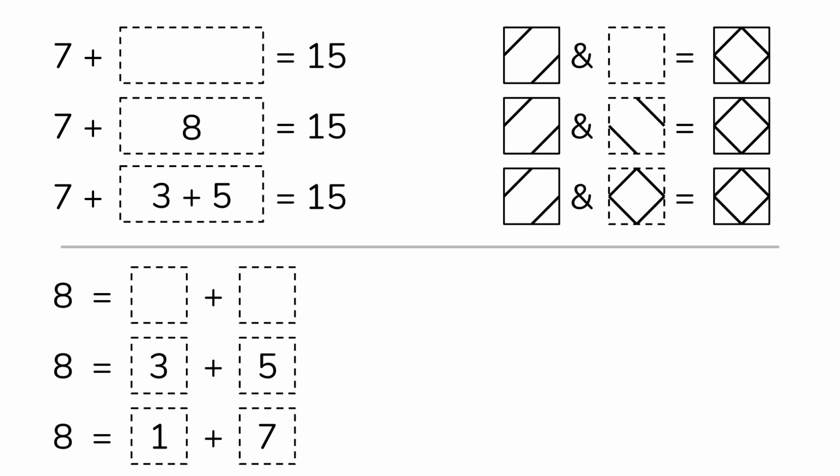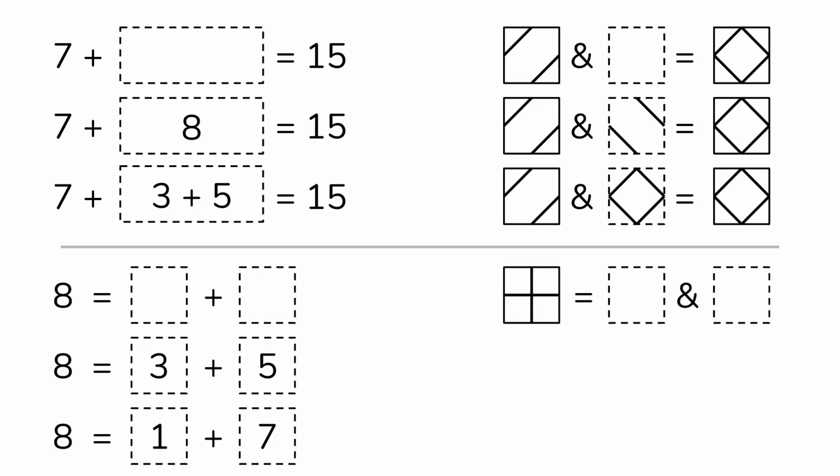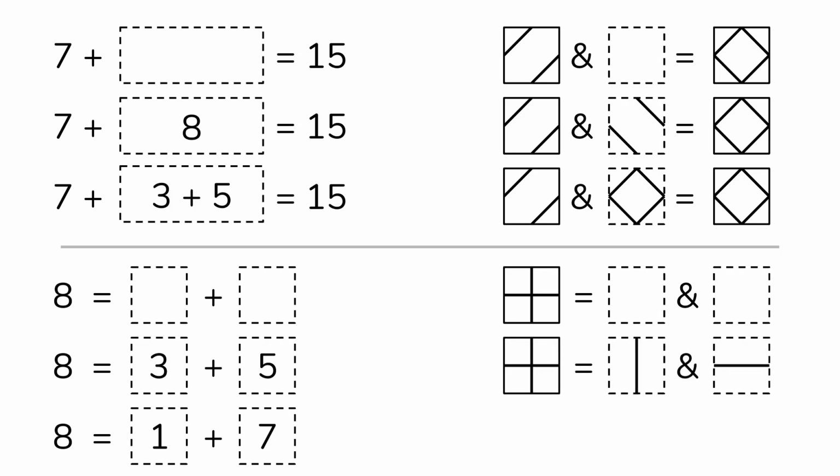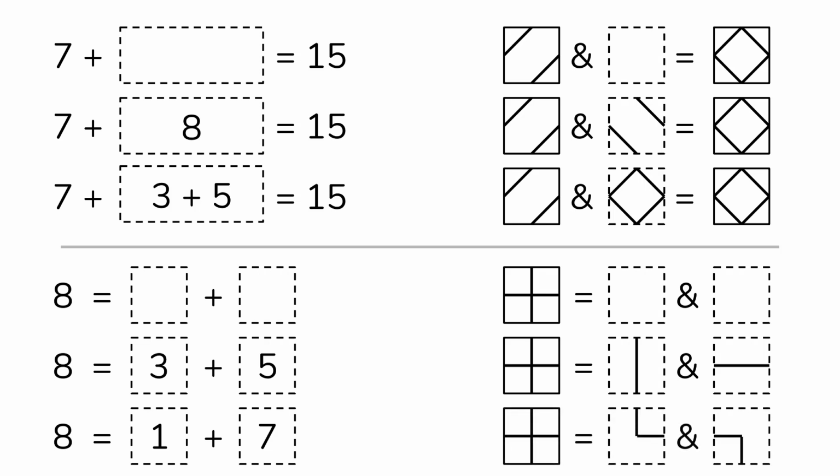In the same way, we can break down pictures in many different ways. How could you fill in these 2 boxes to make this equation true? Take a second to think and write down your answer. One way you might have done it is to break down that picture into a vertical line and a horizontal line. Another way you might have done it is to break it down into a top right corner and a bottom left corner. But these are not the only 2 answers. There are many different answers you could give as long as the picture on the left of the equal sign is the same as the picture described on the right.